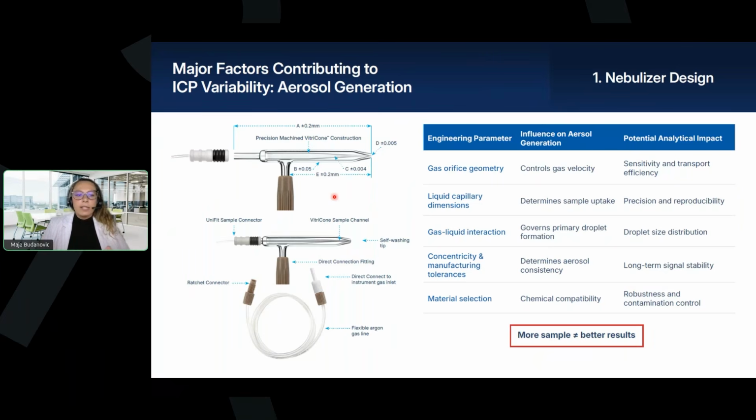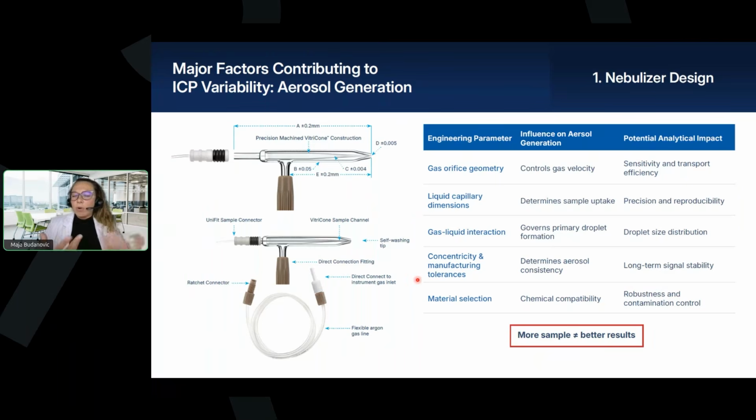And the second is the liquid capillary dimensions that can influence your sample uptake rate, your pressure drop, or flow stability. So that's why precision manufacturing is essential here. Then the actual atomization, the nebulization process, occurs where the gas meets the liquid. And this interaction determines the initial droplet population before the further operation.